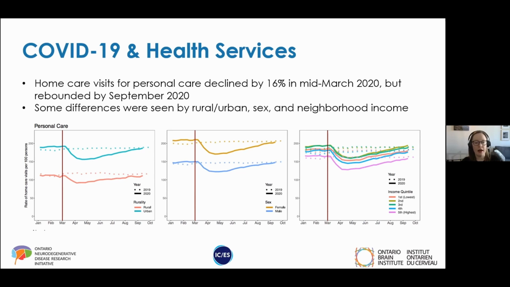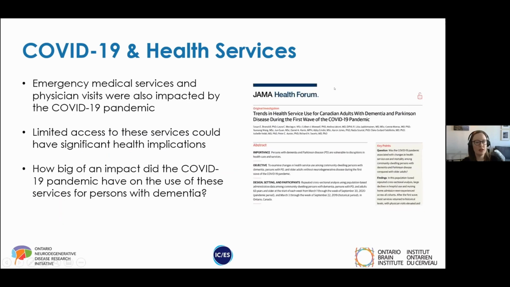So the period of a low level of home care support was relatively short during the pandemic. But of course, this still raises important concerns for people living with dementia and their care partners. So next, during the COVID-19 pandemic, we also wanted to examine how people with dementia interacted with other healthcare services. So things like emergency medical services, so ER visits, as well as hospitalizations.